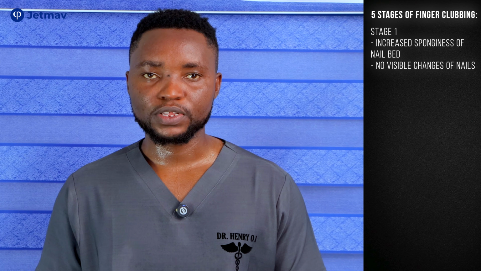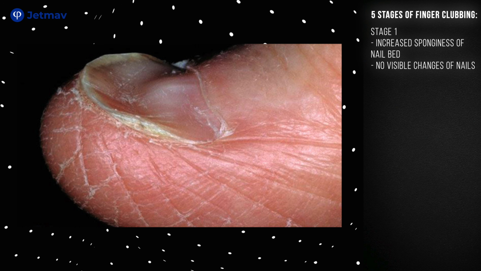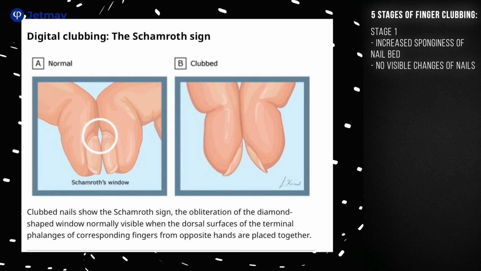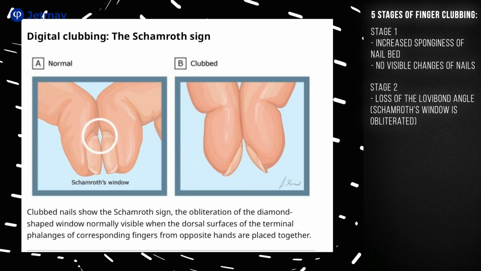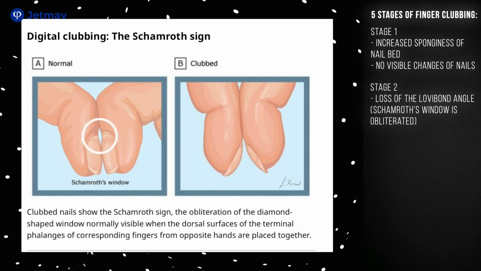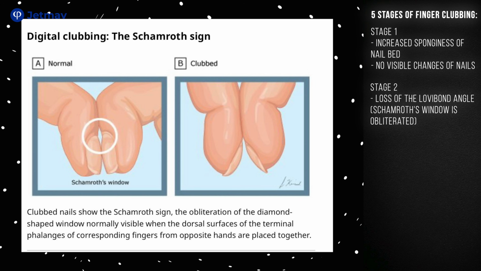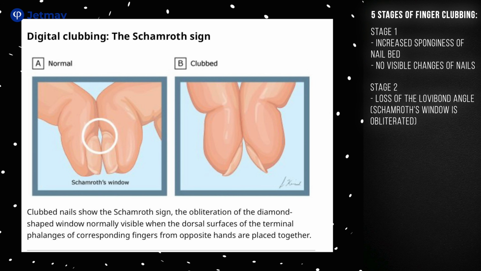Now, clinically, clubbing can be staged into five different stages. So in the first stage of finger clubbing, there is increased sponginess of the nail bed, but there will be no visible changes of the nails. Now, in the second stage, this is where you lose the Lovibond angle. And this is where we use what we call Schamroth's window to detect. So Schamroth's window is obliterated by the second stage.